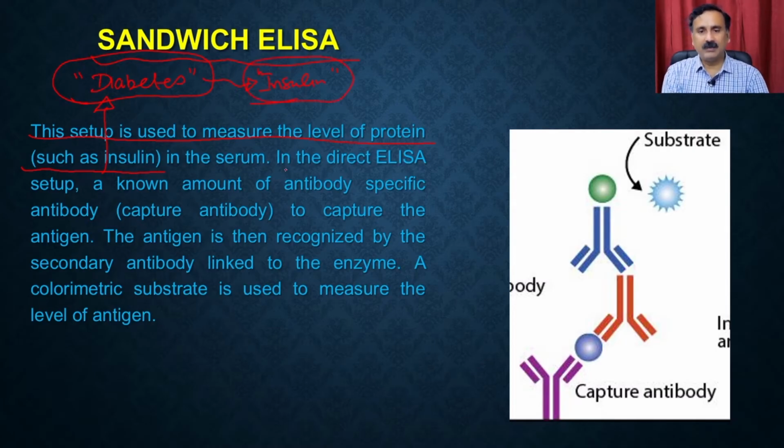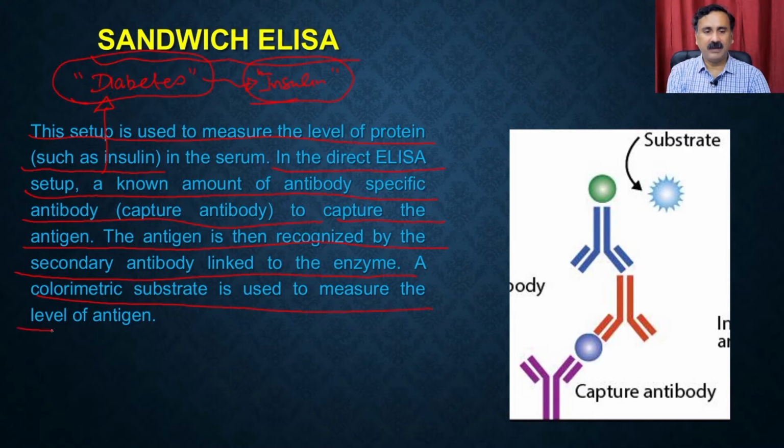How can you do that? You can do that simply with the ELISA setup, using a known amount of specific antibody. You can use the sandwich ELISA, where you use the capture antibody to capture the antigen, and then the antigen is recognized by the secondary antibody linked to the enzyme, and a colorimetric substrate is used to measure the level of antigen. So this is what you are going to do, right.